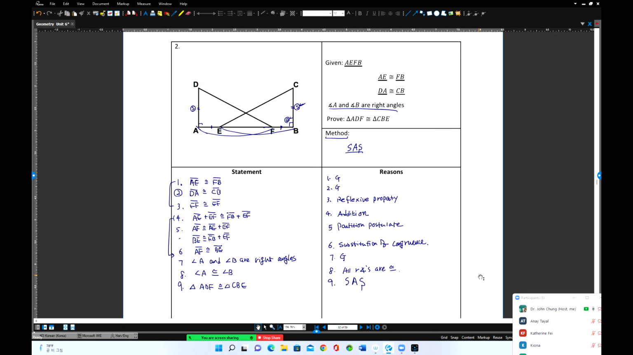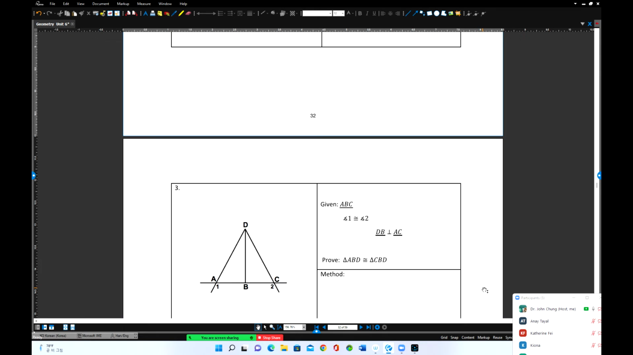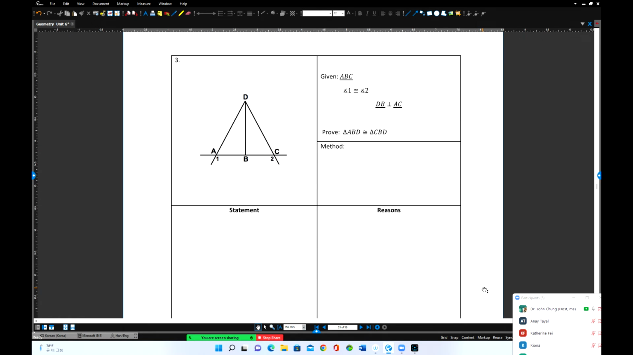Just figure out one more time how we proved it. Alright, move on to the next one now. Find out which method will be available on question number 3. From the given, find out. I'll give you a minute. Okay, go ahead.